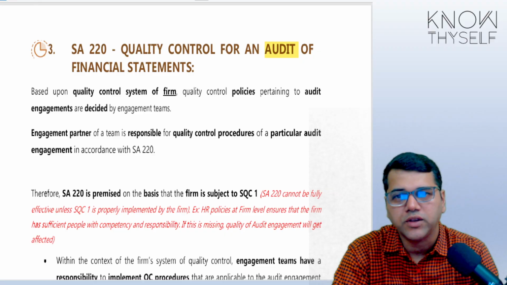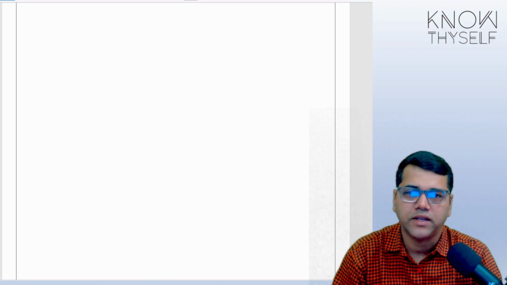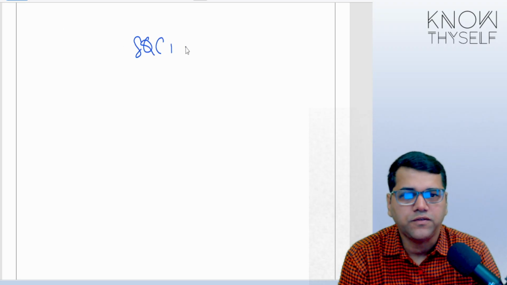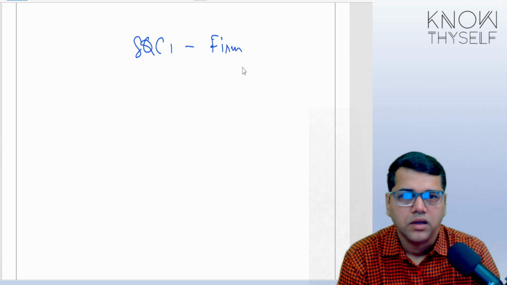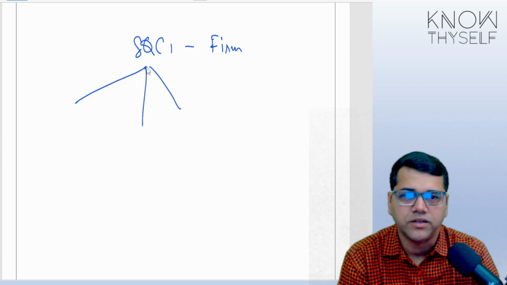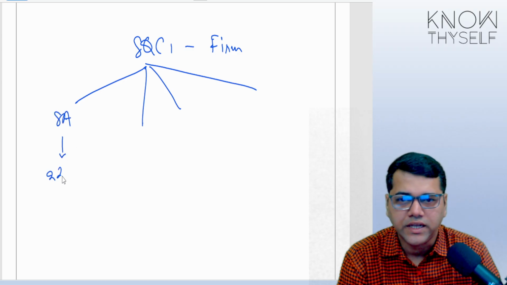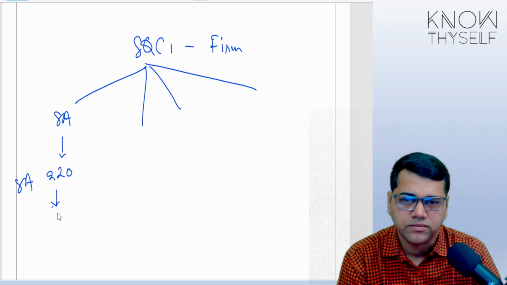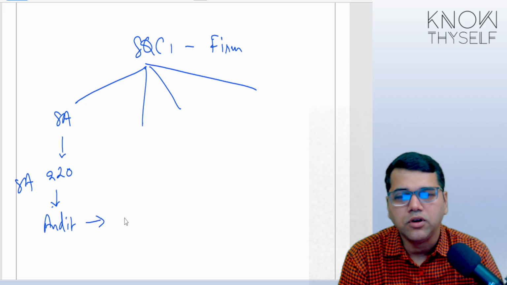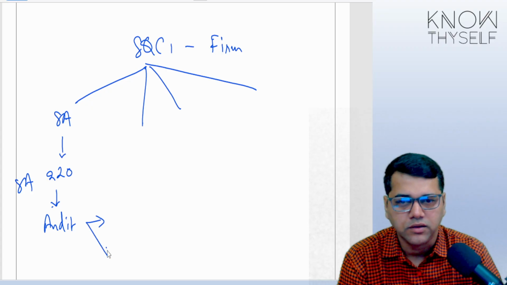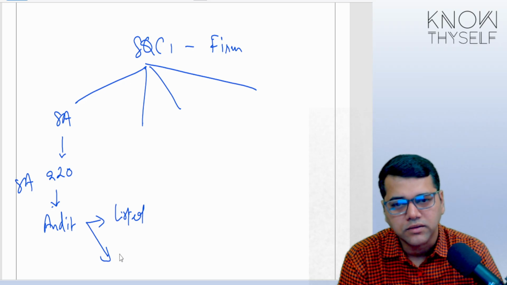See, when you talk about SQC1, I'll just give an example. SQC1 is for the firm, and we discussed there were four engagements. We have auditing. So SA 220 is for audit. Now in audit, we have one engagement. For example, I'll give you two types of engagement. One is a listed entity audit. Another is, say, a private company audit.